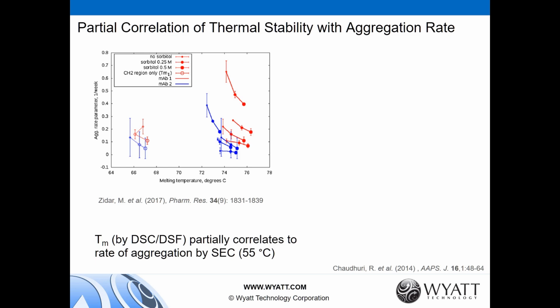So within a given formulation, given molecule, there are definitely some nice correlations. But overall, across the two different MABs that were studied here, MAB 1 and MAB 2, it's only a partial correlation.